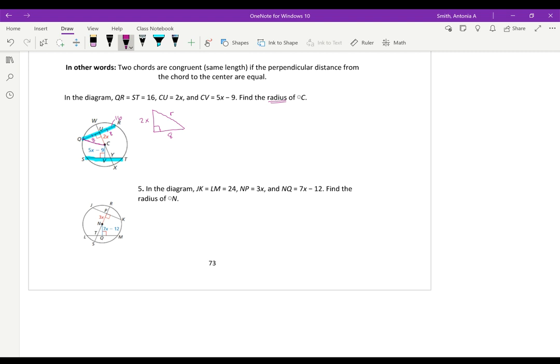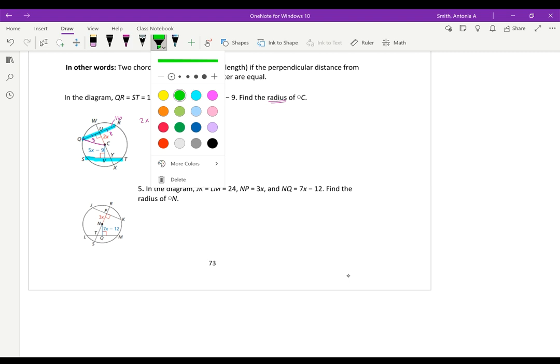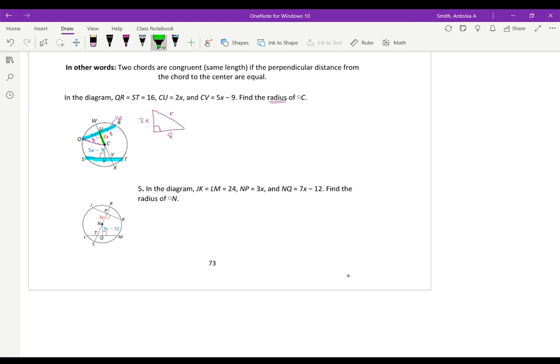Normally I would use the Pythagorean theorem, right? But this 2x is throwing me off. I need to figure out what this 2x really is before I can use it. So how do I figure out what 2x is? Well, I know that these two chords are the same, which means that these two distances, let me highlight them in green, right here and right here, are the same, which means that 2x equals 5x minus 9.